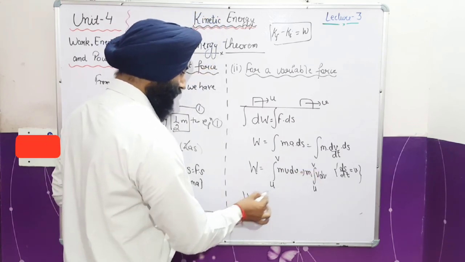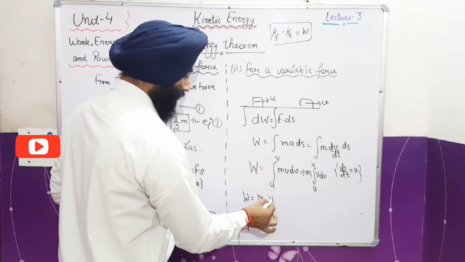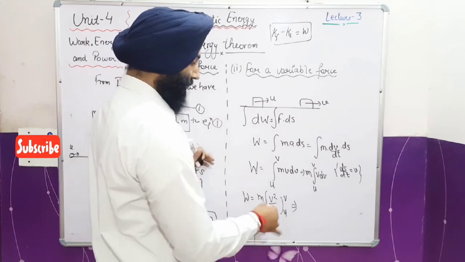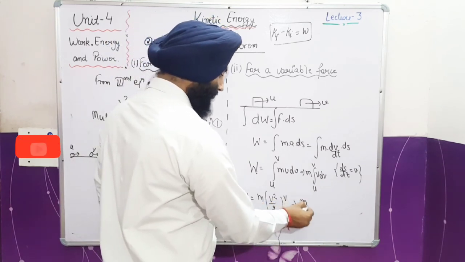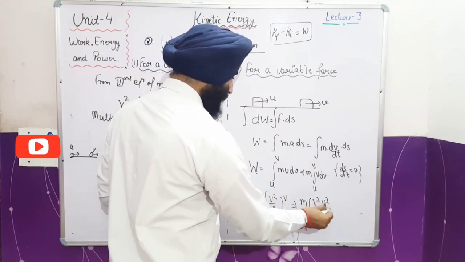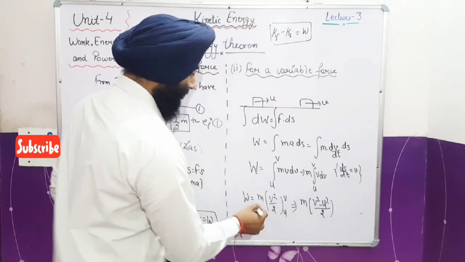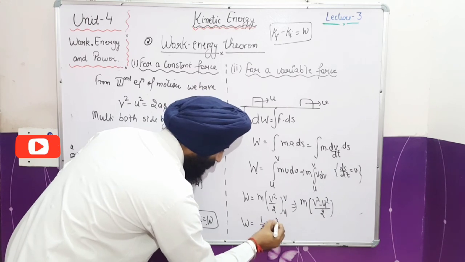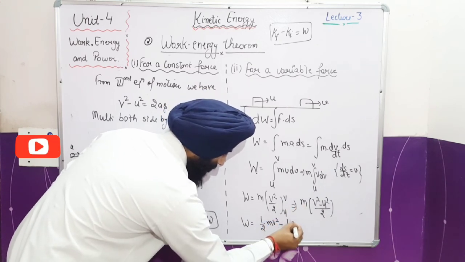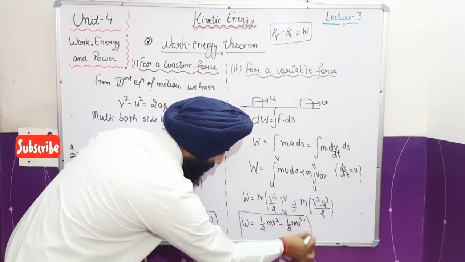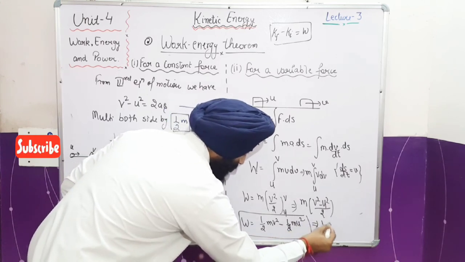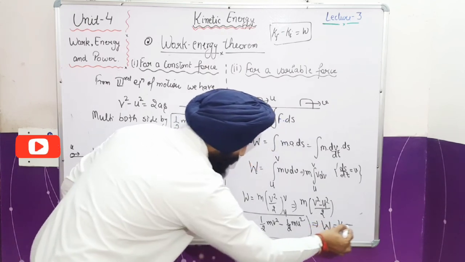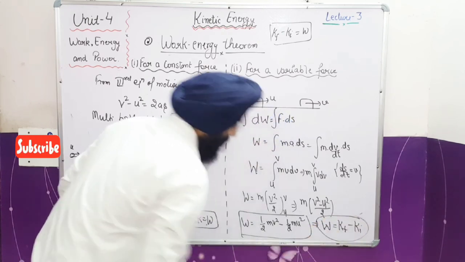So this work done is equal to m times v square upon 2, from u to v. Now I have to take the upper limit minus the lower limit. So it is m times v square minus u square upon 2. This relation can be rewritten as half mv square minus half mu square. So this is the work energy theorem. It means work done is half mv square, the final kinetic energy, minus half mu square, the initial kinetic energy. So this is the final result.